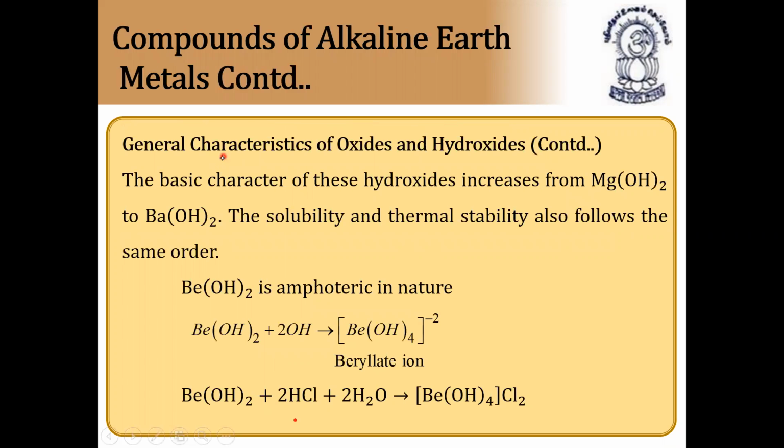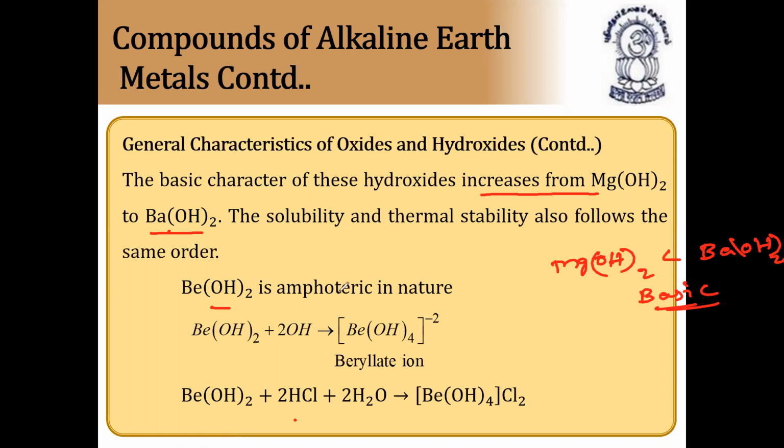Next, general characteristics of oxides and hydroxides. The basic character of these hydroxides: magnesium hydroxide is basic, calcium hydroxide is basic, and barium hydroxide is also basic. The basic character increases from magnesium to barium hydroxide. It means magnesium hydroxide is less basic when compared to barium hydroxide. The solubility and thermal stability also follow the same order.